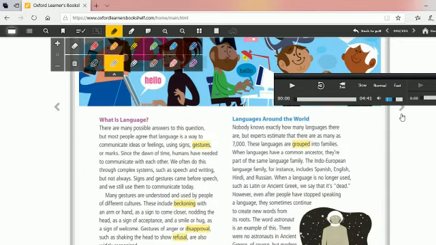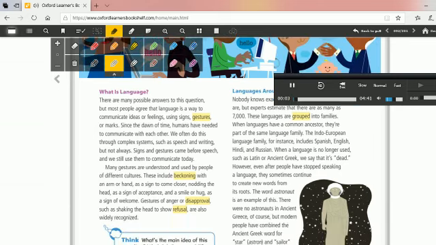Now we will scan the article, page 92-93. We will circle the words. We will guess what the words mean. Page 92. Read. Talking about language.